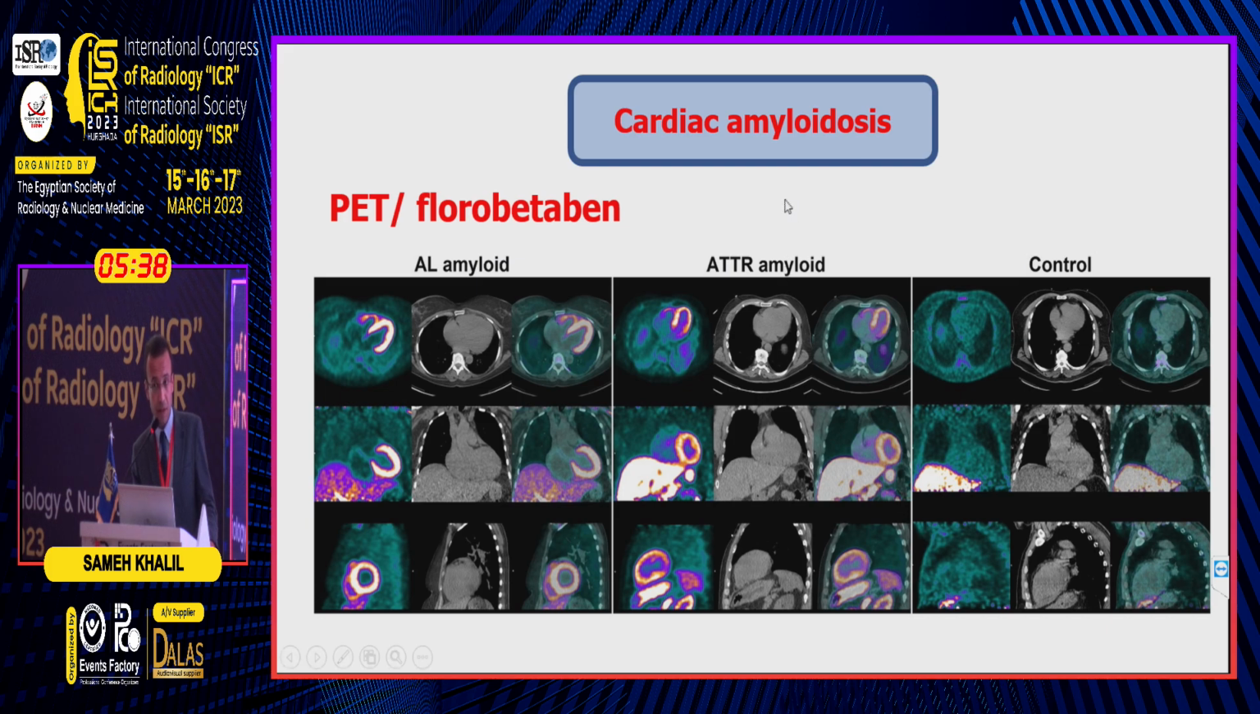The other topic is cardiac amyloidosis. We have a specific tracer for amyloid disease, florbetaben. This is the normal, and this is the diseased patient.